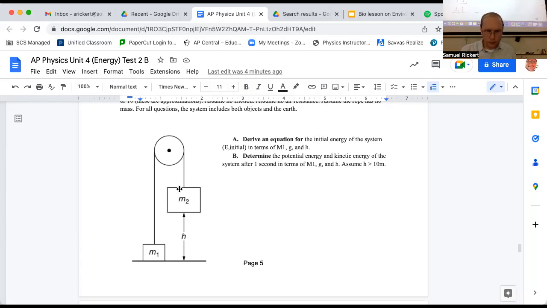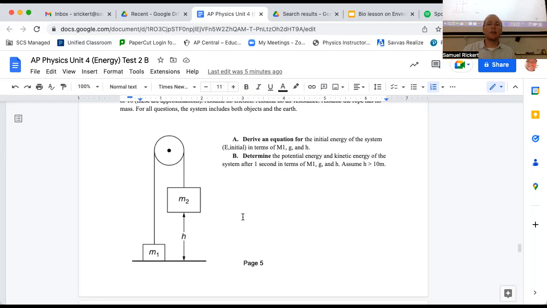Let me show you. So derive the initial energy. It's not moving, no kinetic energy. This is off the ground at a height of h. So m2gh. I'm done with part A. Derive the potential energy after 1 second. Now they're both in the air. The potential energy is m1gh, m2gh prime. So just call it h prime. What's the kinetic energy? It's equal to the change of that. So you just do that equation minus the initial equation. Done. 1 minute.